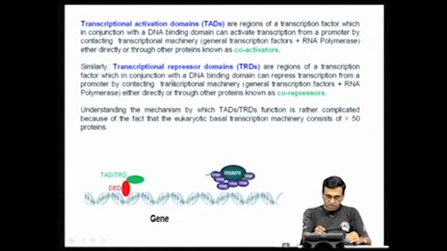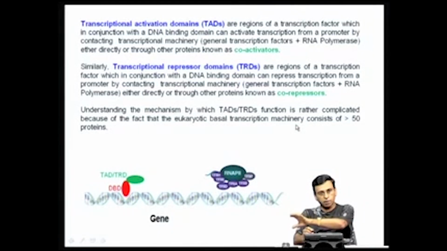Okay. So, transcription repression domains, just like the transcription activation domains, are regions of a transcription factor which, in conjunction with the DNA binding domain, can repress transcription. Instead of activation, they repress transcription from a promoter, again by contacting the general transcription machinery or the RNA polymerase. In this case again the interaction can be either direct or it may be mediated by molecules. In this case they are called co-repressors.